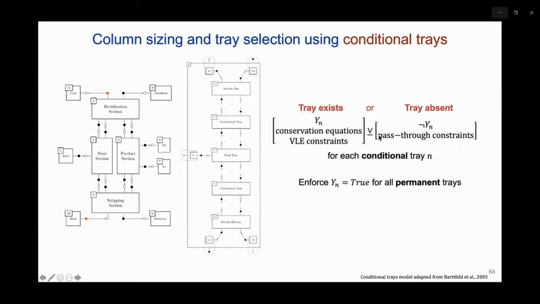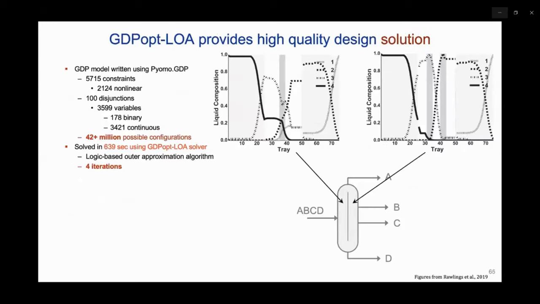And again, we use for the possible existence or not of equipment, the disjunction I had indicated before. And this is actually the optimal solution that we obtained. What's interesting here is that if we were to do exhaustive enumeration, there's actually 42 million possible configurations.